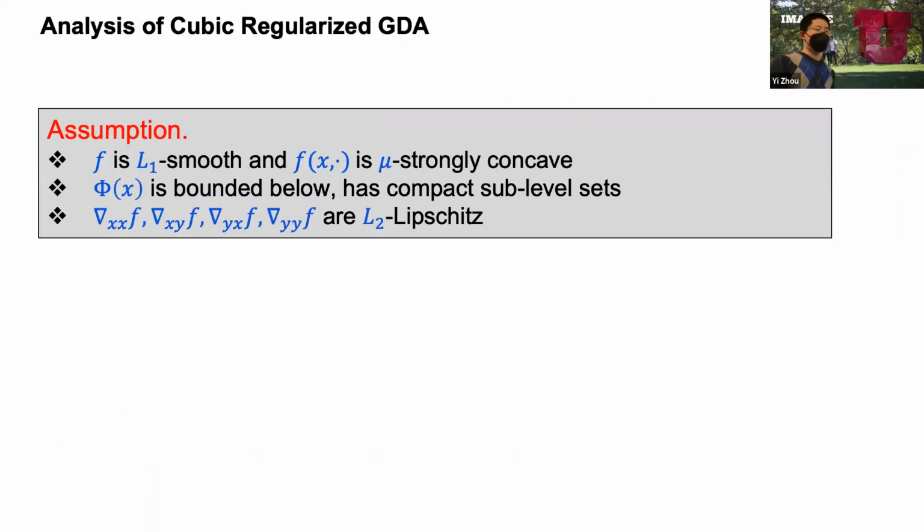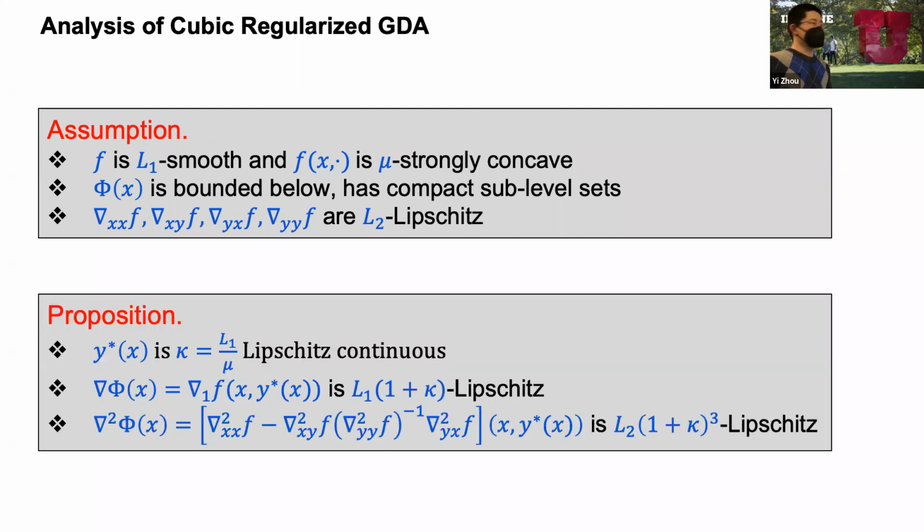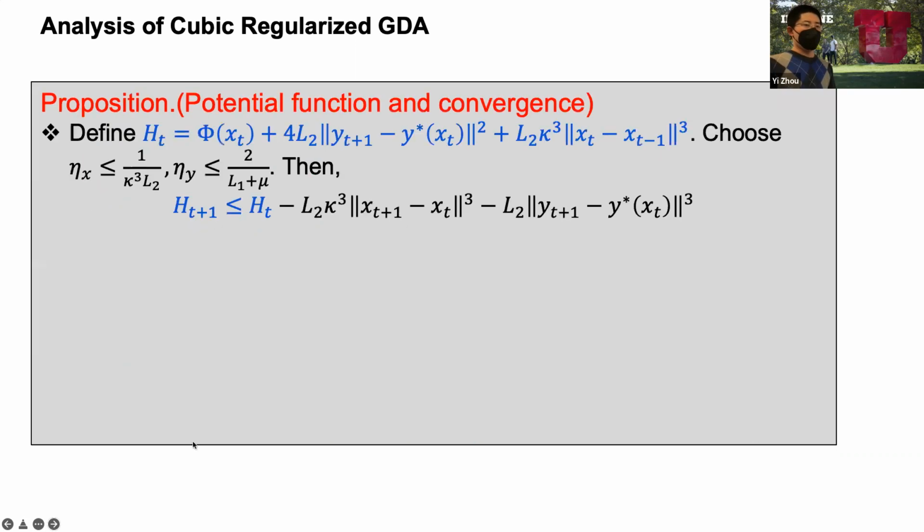Under standard Lipschitz assumptions, which are quite similar to the assumptions that we introduced before, we can show that both the gradient and Hessian of this phi function are Lipschitz continuous. And further, interestingly, we can still identify an implicit potential function for this cubic GDA algorithm.